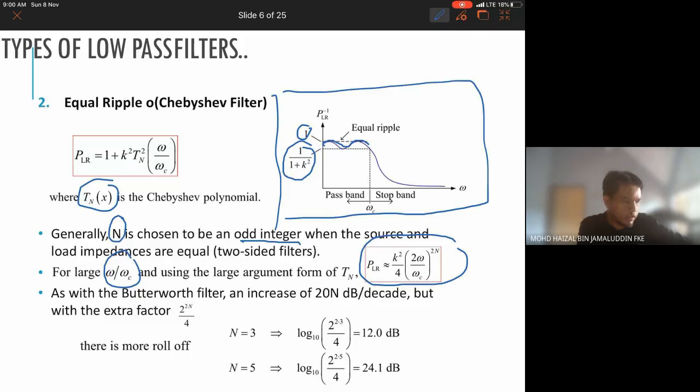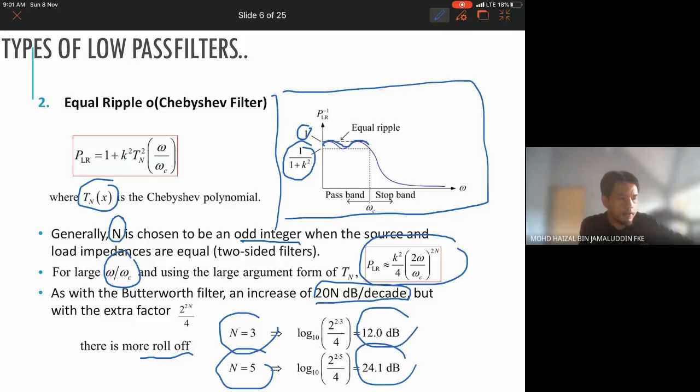for the Butterworth filter, an increase of 20n dB per decade, but with the extra factor 2 to the power of 2n over 4. So that means there is more roll off for the Chebyshev type of filter. So here, for example, n equivalent to 3, we have a 12 dB per decade. n equivalent to 5, we have the 24.1 dB per decade. So slightly better than the Butterworth filter.